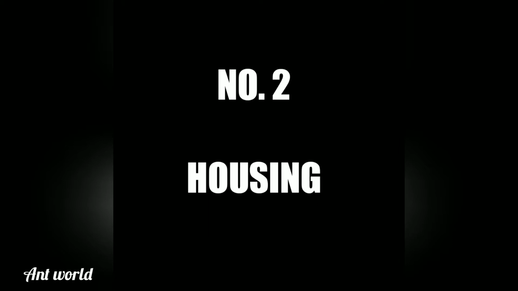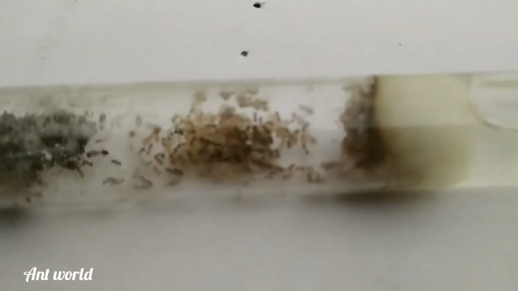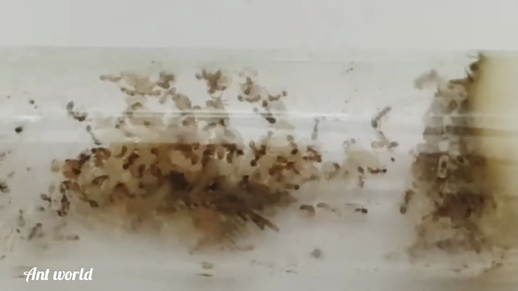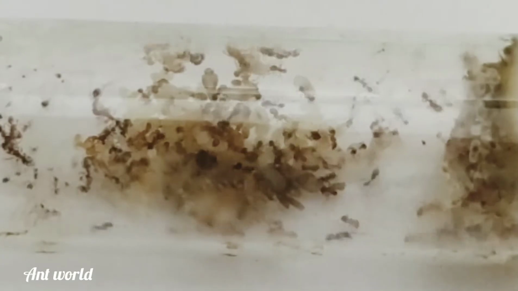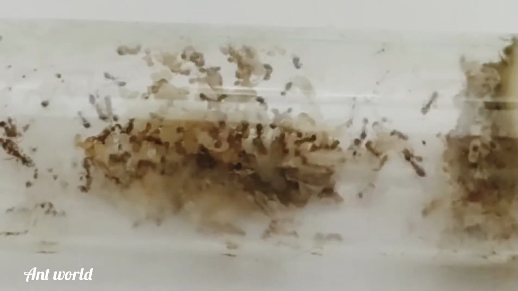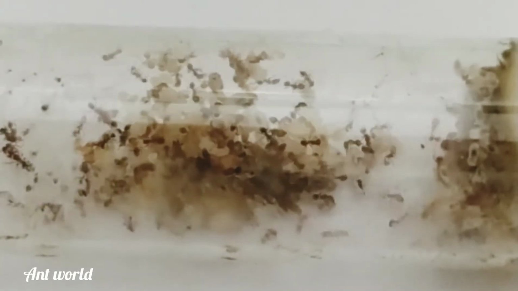Number 2. Housing. As you may know, you must house a queen ant in a test tube setup. But what happens when you have a developing colony? Mostly you have to move them into a formicaria.